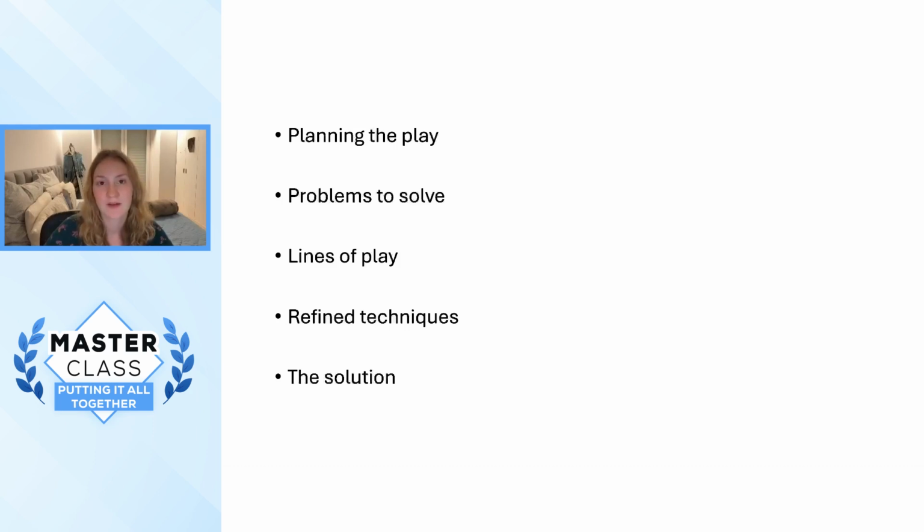We're going to talk about the kind of problems that we might have to solve, things that might come up where we need to work out exactly what to do, or maybe we can already see that there's a problem, but we just have to remember to sort out that problem. Then lines of play, which is just the overarching, how am I going to tackle this hand? If I were going to describe the theme of the hand to someone, what kind of line would I be describing?